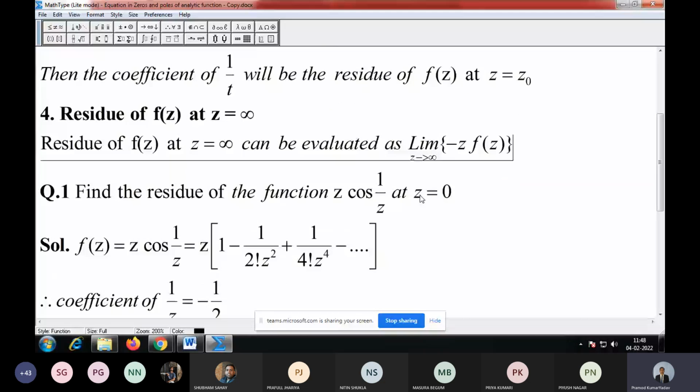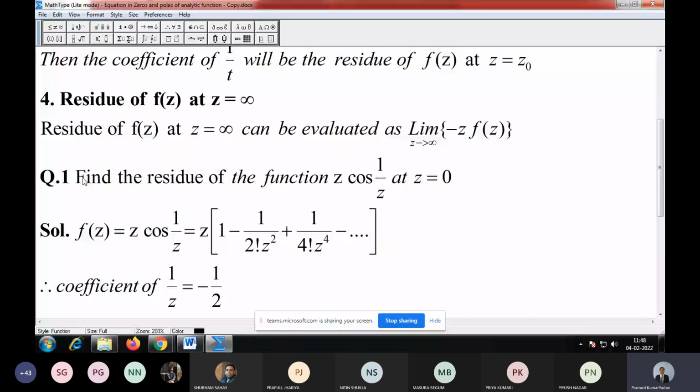So we have been studying the concept of the residue, and we will solve some problems based on it. First question: find the residue of the function z cos(1 by z) at z equal to 0. Before finding the residue of the function, we must ensure what z equal to 0 is: is it a pole, or what is that?